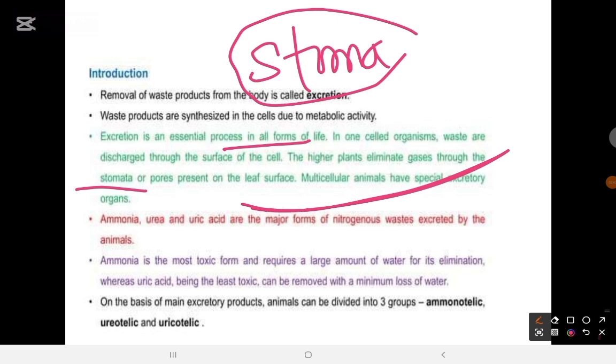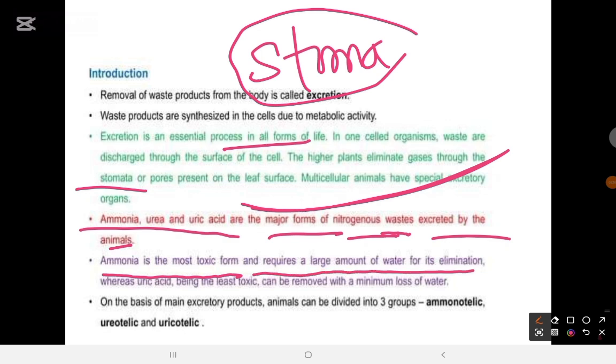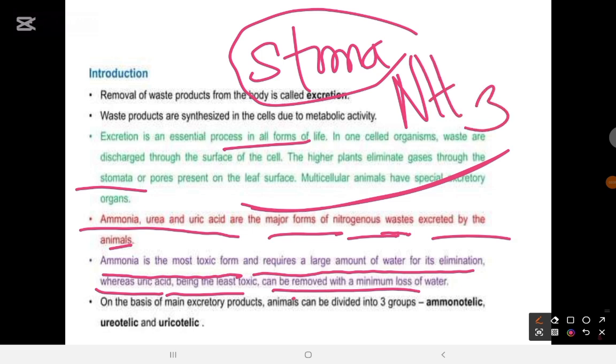Ammonia, urea, and uric acid are major forms of nitrogenous waste excreted by animals. Ammonia is the most toxic form and requires a large amount of water for its elimination, whereas uric acid, being the least toxic, can be removed with a minimum loss of water. So take note of that. Ammonia is the most toxic of the types of waste product that are eliminated by living organisms, while uric acid is the least toxic of them all.